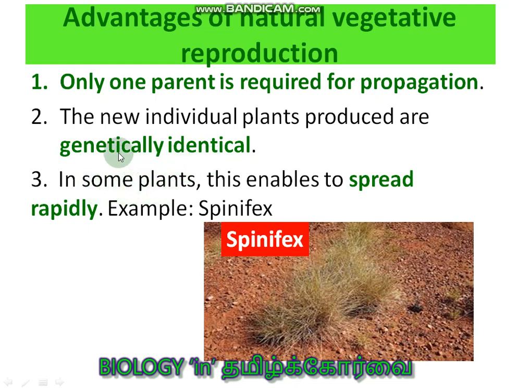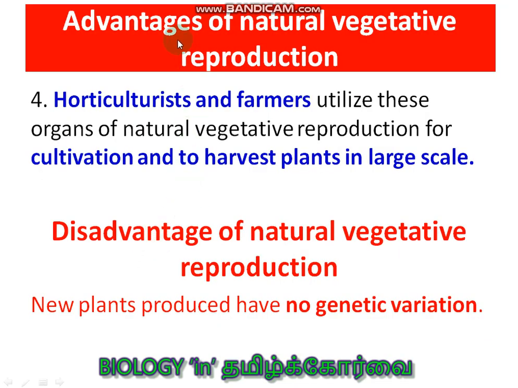In some plants, this also becomes a disadvantage, which we are going to study. In some plants, this enables them to spread rapidly, rapid spreading. Spinifex, this is the grass which spreads fast in a given area. Okay, so if it is a desirable plant, then this character is very much important.